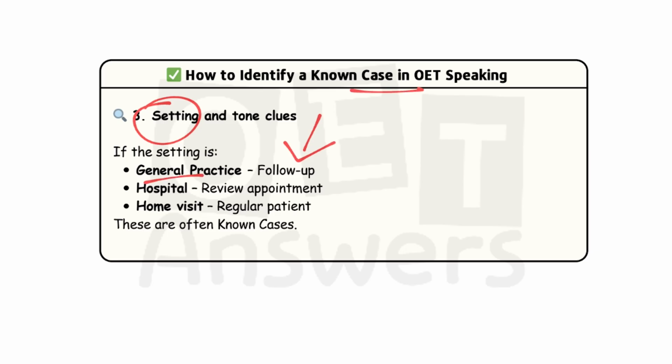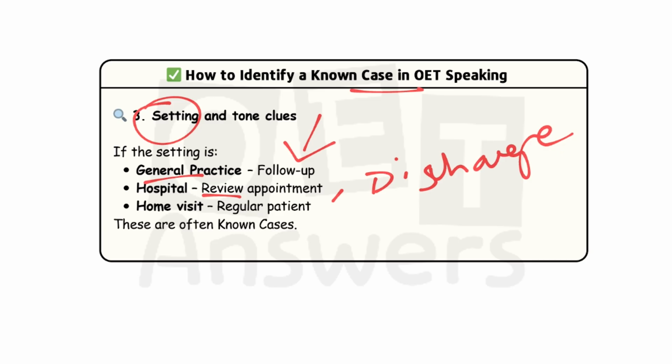General practice is a location with follow-up appointments or follow-up referrals, which means we can consider it a known case. In the hospital, both known and unknown conversations will be there, but review appointment, discharge discussion, and preparing the patient for surgery are words indicating known cases only.